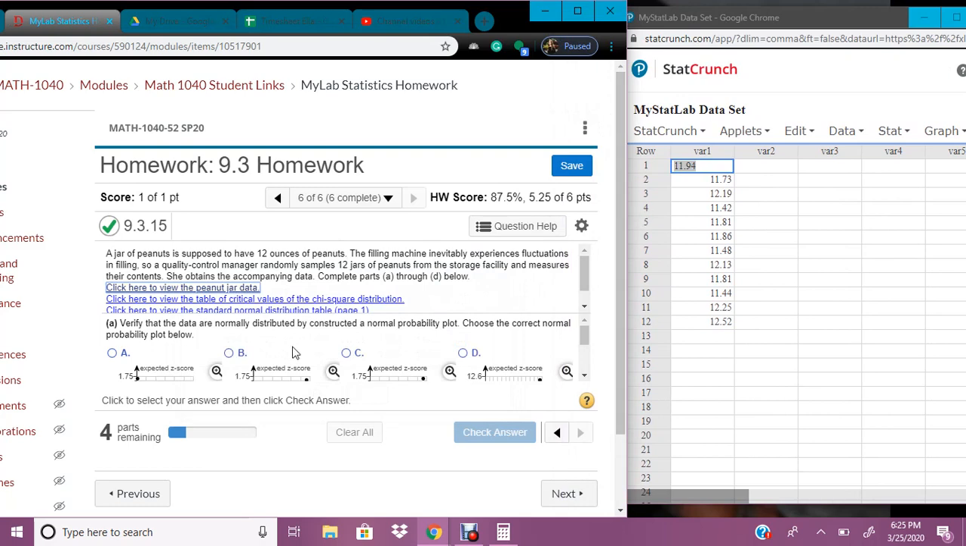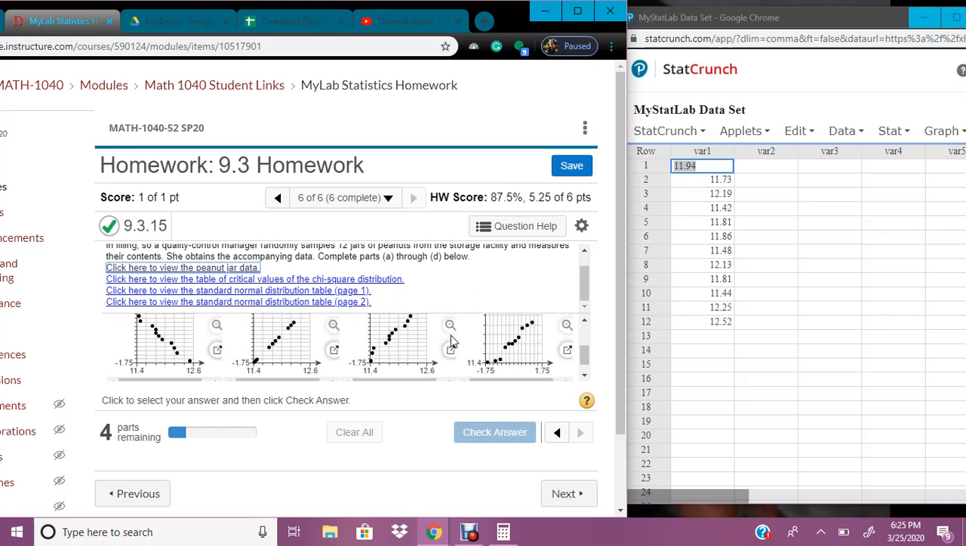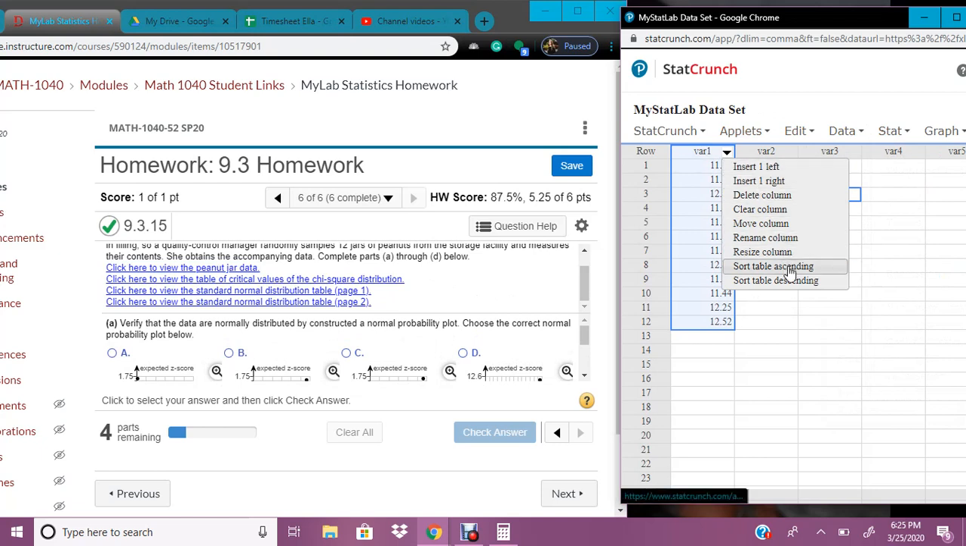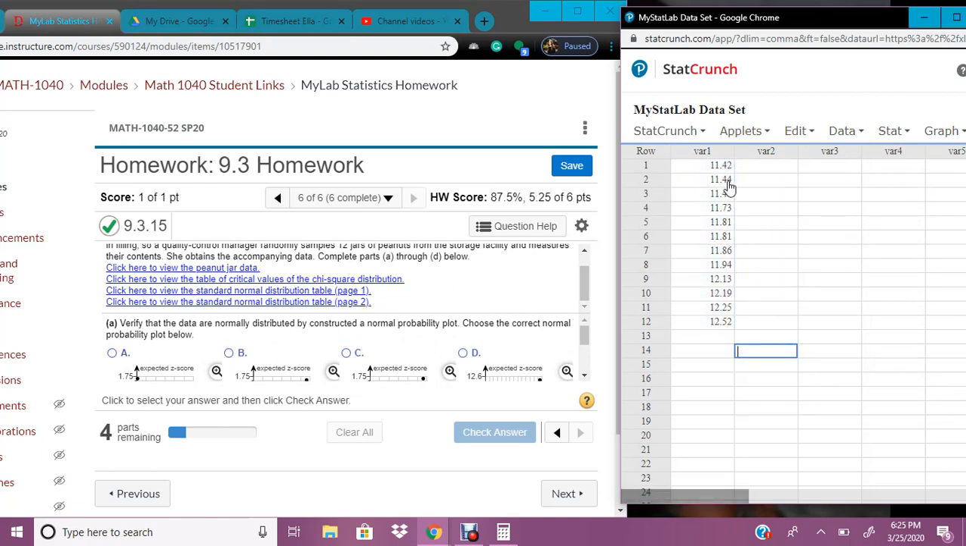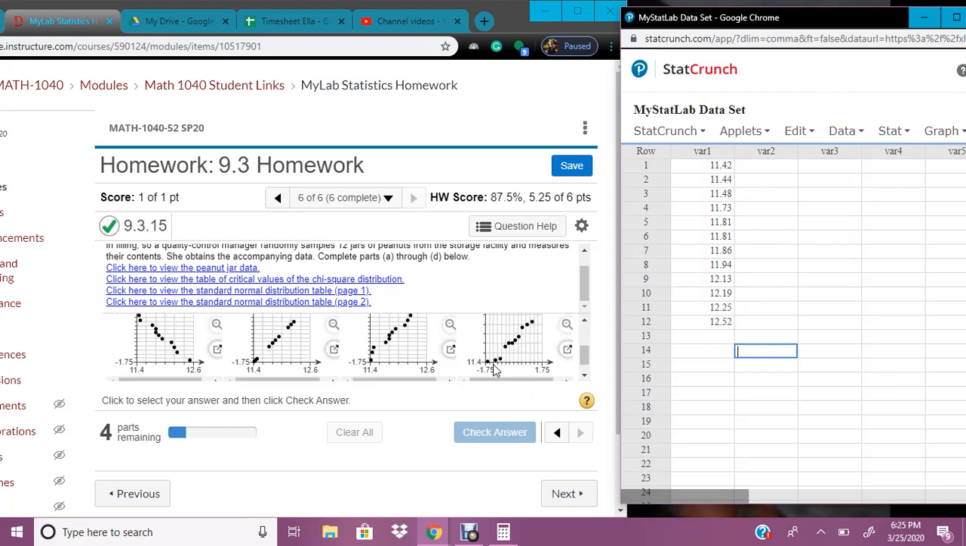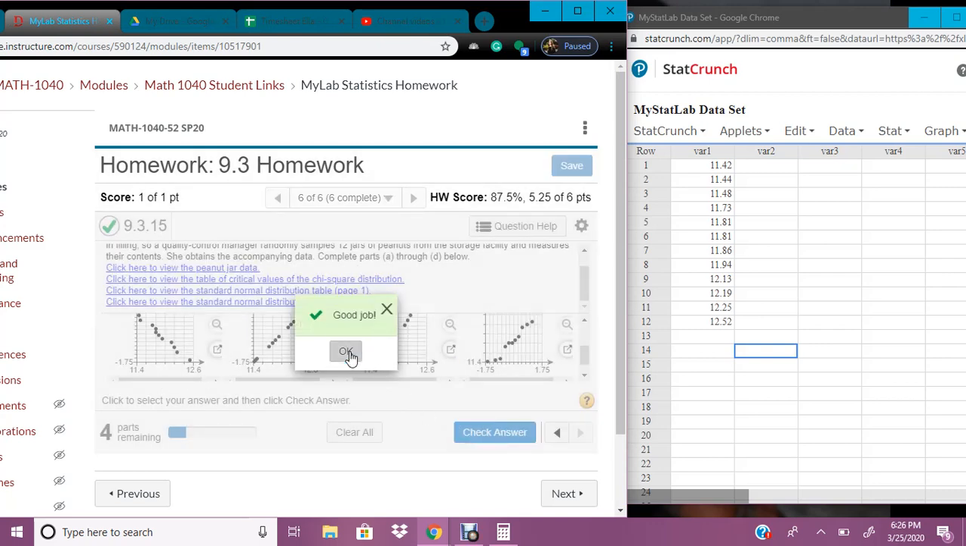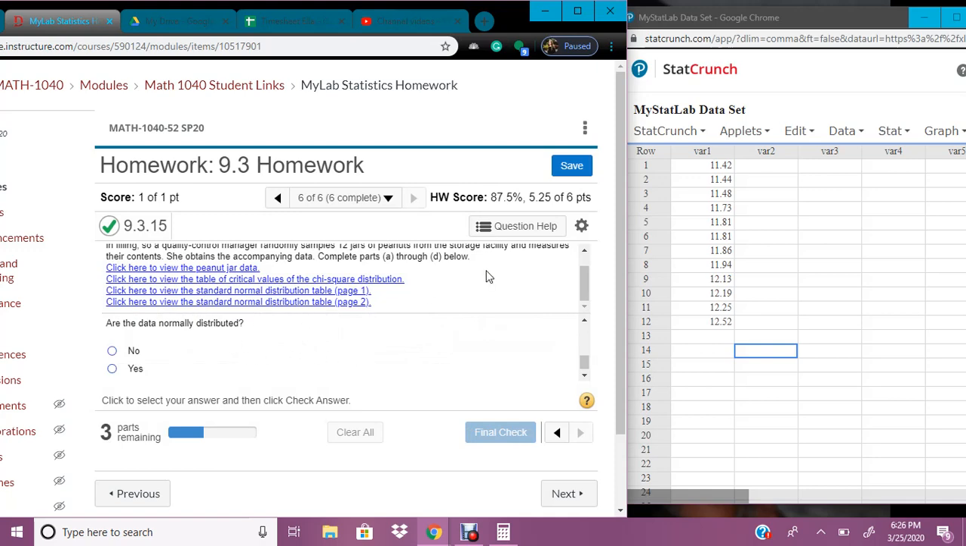Okay, so to figure out which graph we want, I kind of just do it by eye. A lot of the time on the test, they don't really ask you for that. So I like to sort it ascending so I can see how it jumps and stuff. And it's going to be normal. So it's definitely not going to be this one because we're going to want these numbers on the bottom. And then essentially it has to be C, just because it's not linear like that, and we wouldn't graph it that way either. So is the data normally distributed?